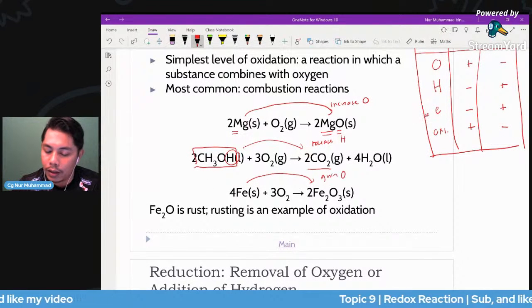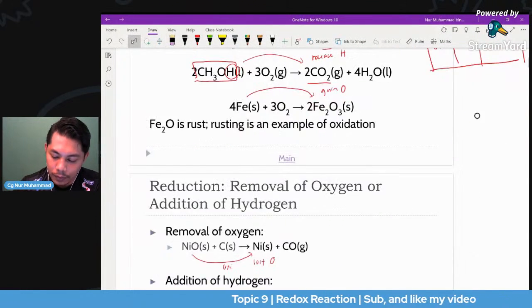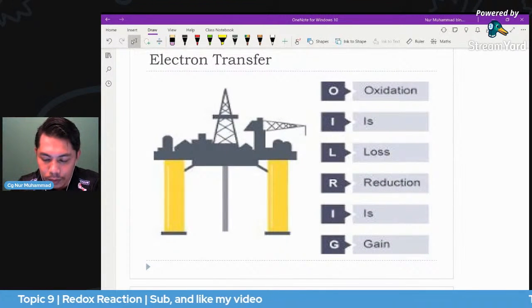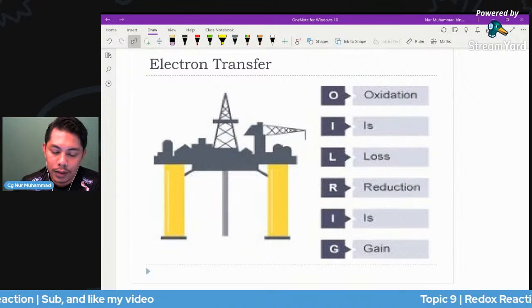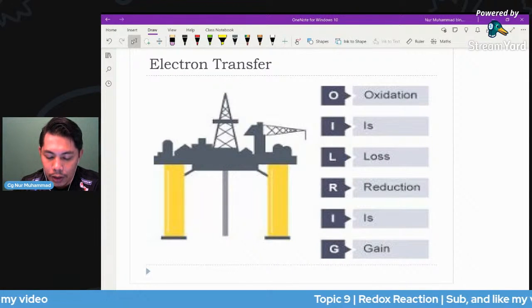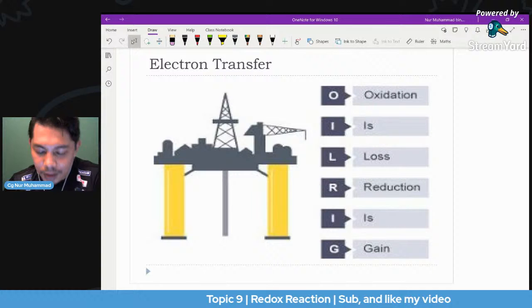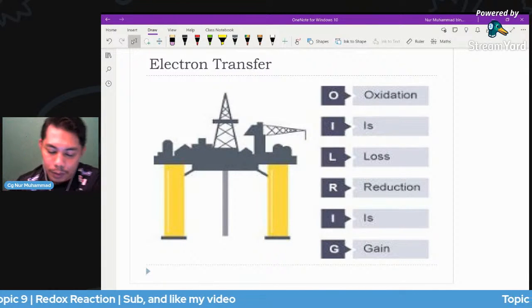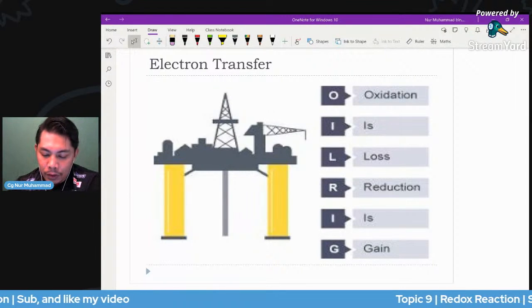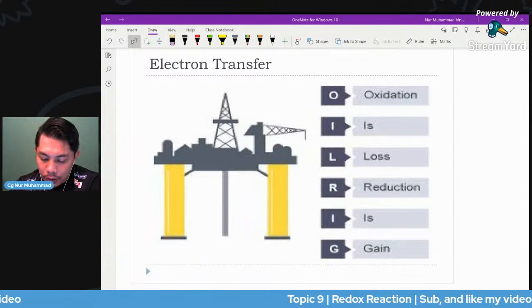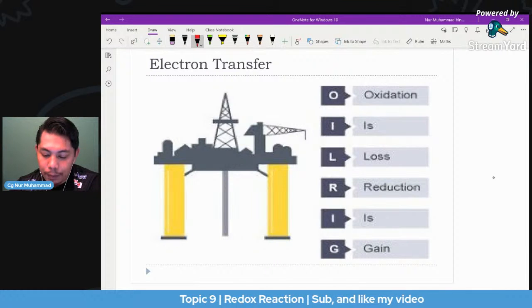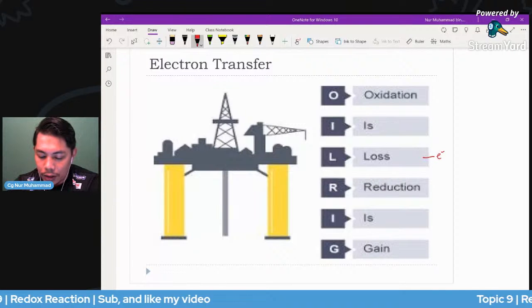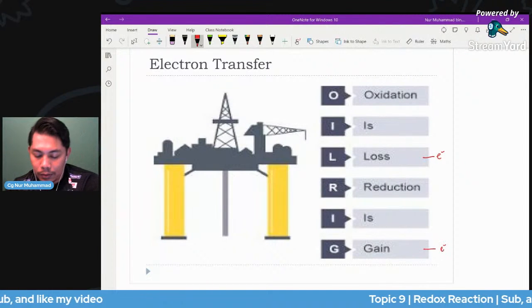How about the transfer of electron? Okay. Transfer of electron. Okay, yang bawah ni. Dah ada term lah untuk kamu ingat, OIL RIG. Kalau ikut pengalaman saya dulu, kat dalam buku teks sekolah pun ada bagi tahu ni pasal OIL RIG ni. Apa dia? Oxidation is loss, reduction is gain. Apa yang loss, apa yang gain? Oxidation loss electron, okay? And reduction gain electron.